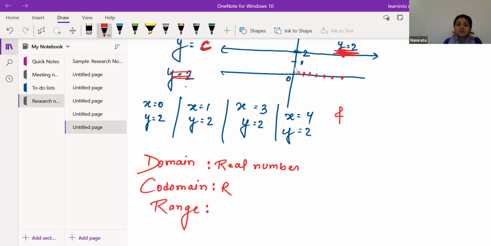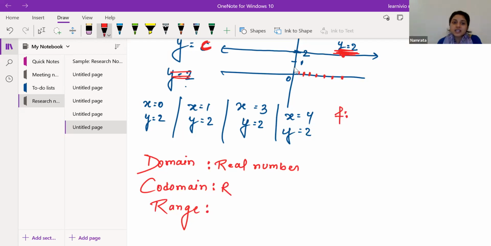Why is the codomain real numbers? Because when I define any set, I take a function f from R to R. That is, the first set is real numbers and the second set is real numbers. So no need to think about that. The domain will be all real numbers, the codomain will also be all real numbers. Now the range is something we have to think about: what can be the output? Here, whatever c is, that will be the output, right?